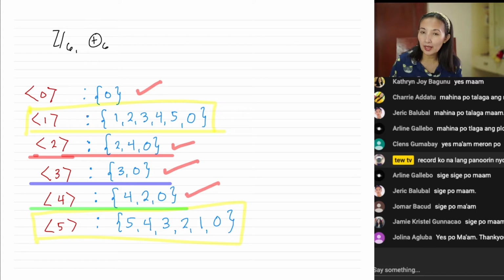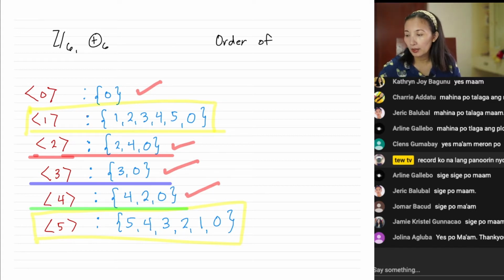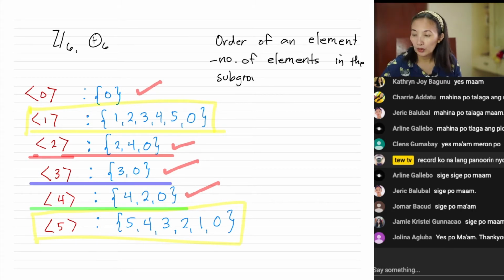Now, when we say order of an element, we mean the number of elements in the subgroup generated by that element.